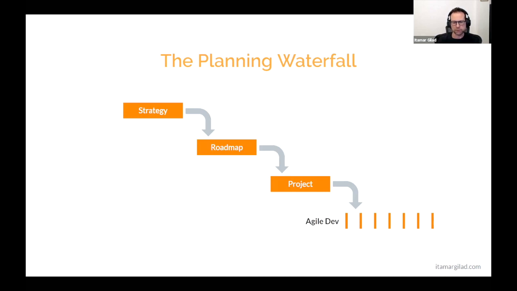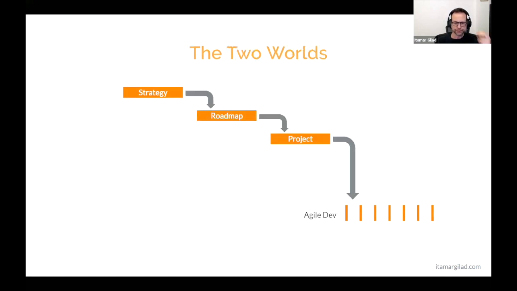The waterfall structure is kind of resistant to change. So as we learn new information along the process, we don't want to change it. It took so much work to develop all of these plans, we're trying to stick to them. So we're not really agile in the true sense of the word.